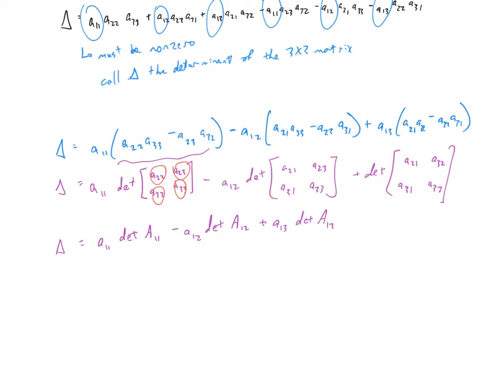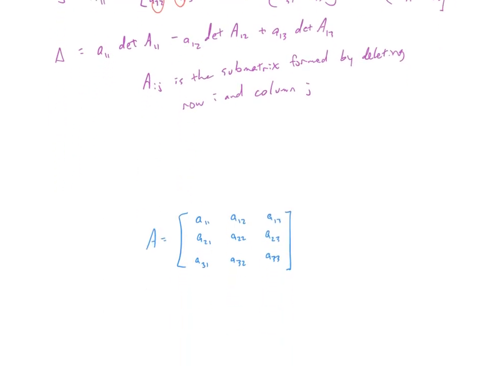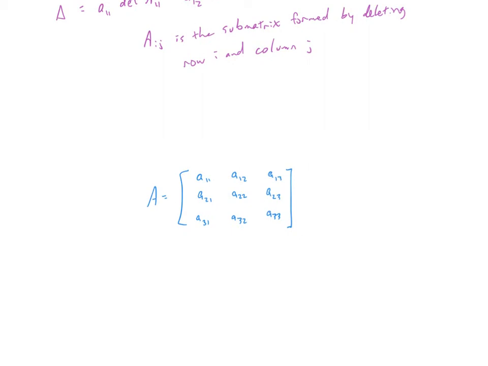All right, and each of those capital AIJs, that AIJ is the submatrix formed by deleting row I and column J.